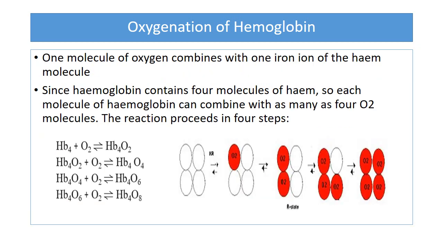One molecule of oxygen combines with one iron ion of the heme molecule. Since hemoglobin contains 4 molecules of heme, each molecule of hemoglobin can combine with as many as 4 oxygen molecules. Look at this picture. There is no oxygen combined with this hemoglobin molecule. This state is known as deoxyhemoglobin or T configuration, or tense configuration, because the globin units are tightly bound in this state.